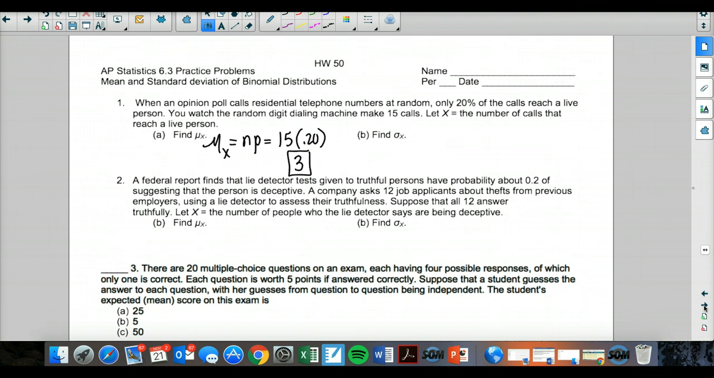Next, find standard deviation of x. Well, the standard deviation of x is the square root of n times p times 1 minus p. So that's the square root of 15 times 0.20 times 0.80. So 15 times 0.20 times 0.80 to the 0.5 power is 1.549.